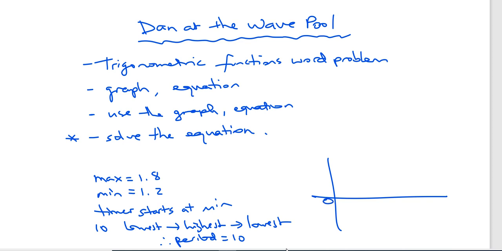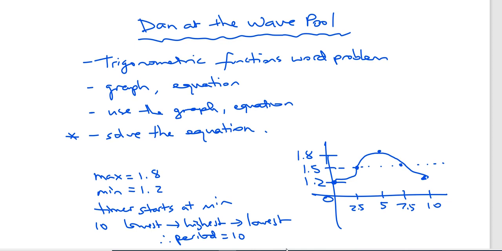Here's my 0, and 0 is the floor of the pool. The minimum height is 1.2. The maximum height is 1.8. So that tells me that my average, halfway between the two, is 1.5. Now my period is 10, so that's one complete cycle from the lowest to the highest to the lowest. Now I'm going to divide that into 4 equal parts. So this will be 5, 2.5, and 7.5. Because the timer starts at the minimum, I know my first point when t equals 0 is at the minimum. So I go minimum, average, maximum, average, minimum. And I have this.